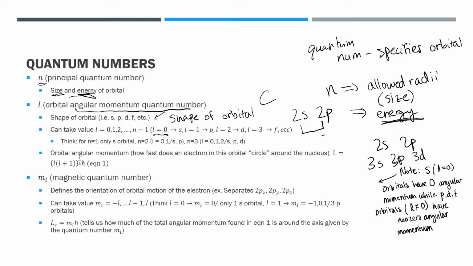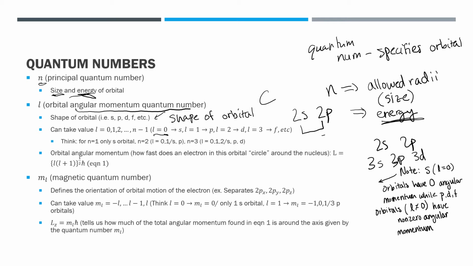So L equals 0 implies s, L equals 1 implies p. These are analogous terms: L equals 0 is the same as an s orbital, L equals 1 is the same as a p orbital, L equals 2 is the same as a d orbital, L equals 3 is the same as an f orbital.